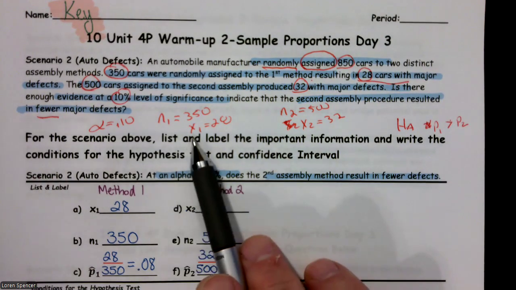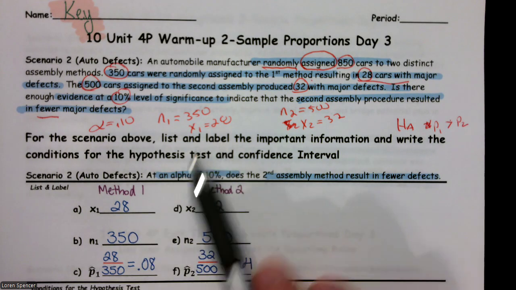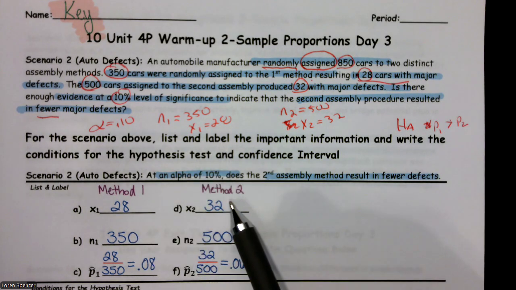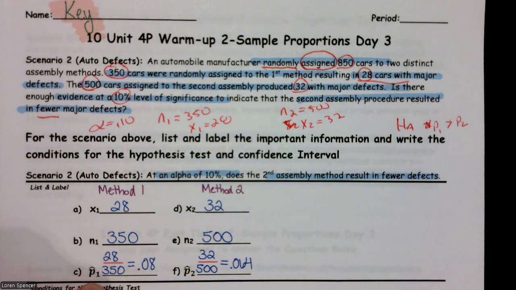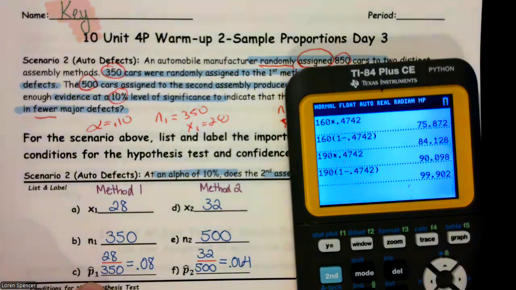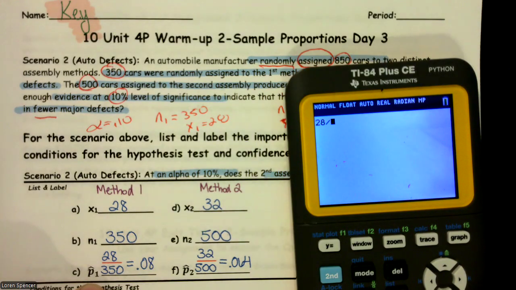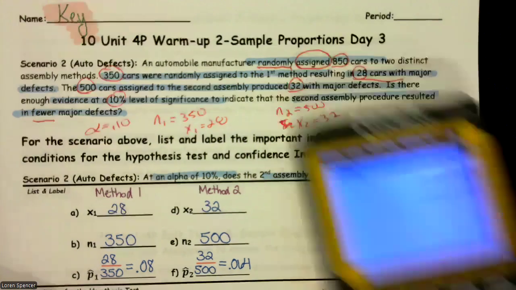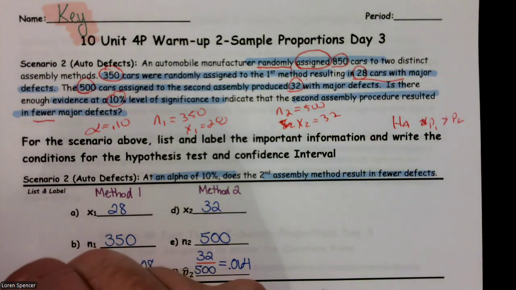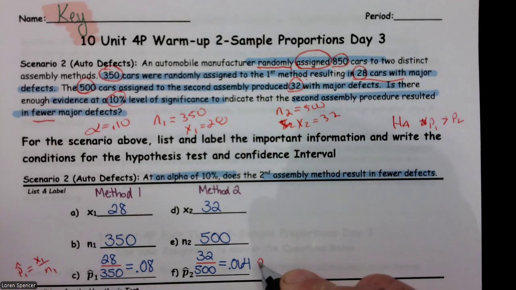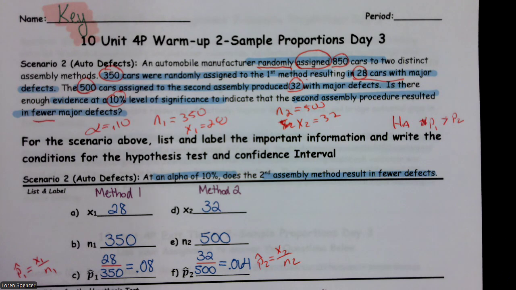Here's our information: 28 out of 350, 32 out of 500, and 28 divided by 350 is 0.08. And please remember, this is p hat 1 equals x1 over n1, and this is simply p hat 2 equals x2 over n2. I think the work shows it really well there, but I wanted to point it out again.